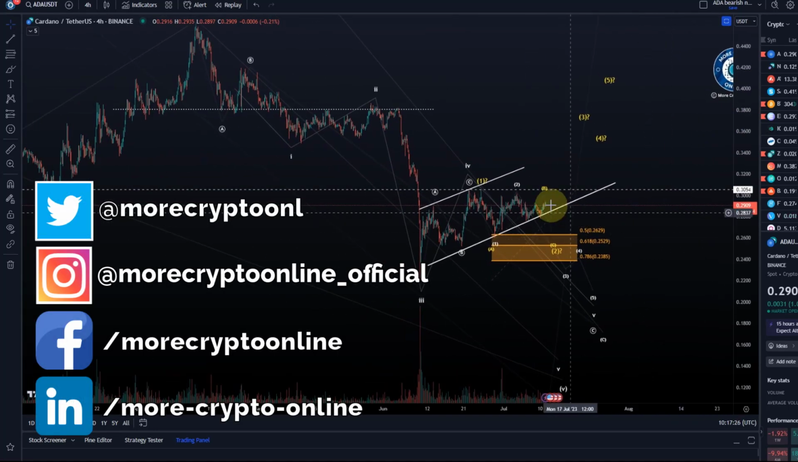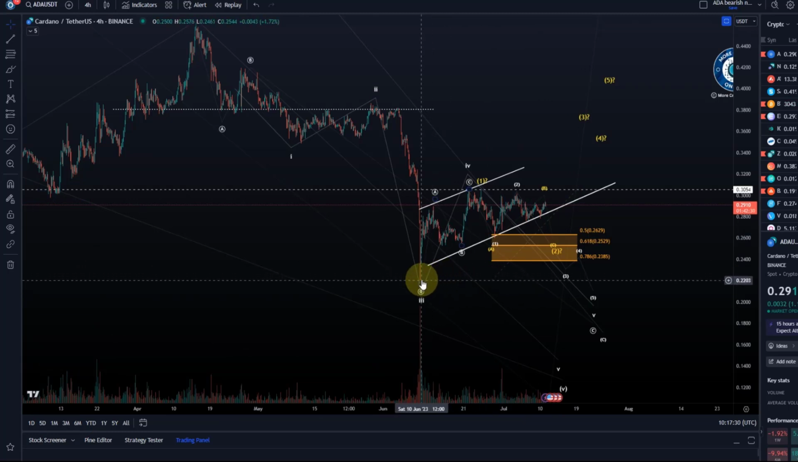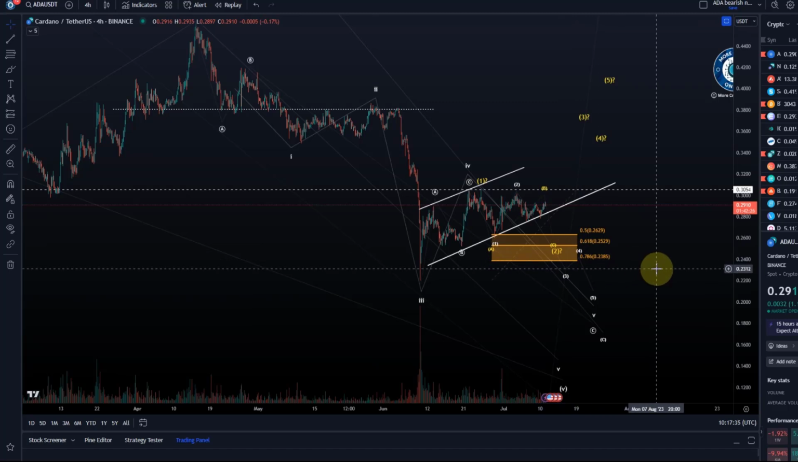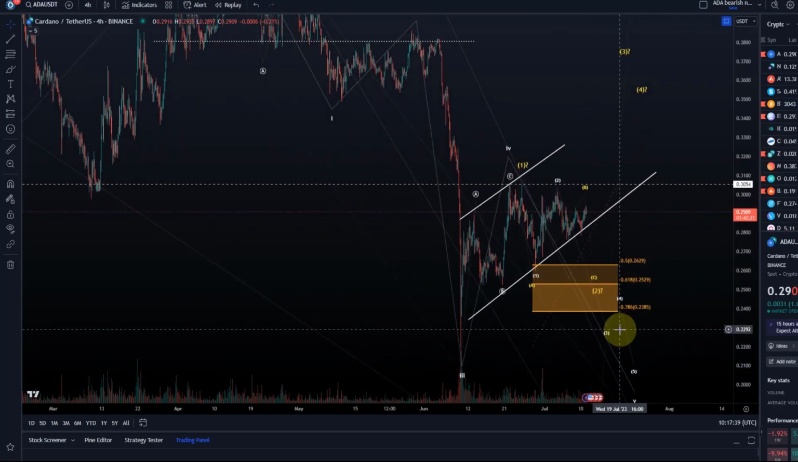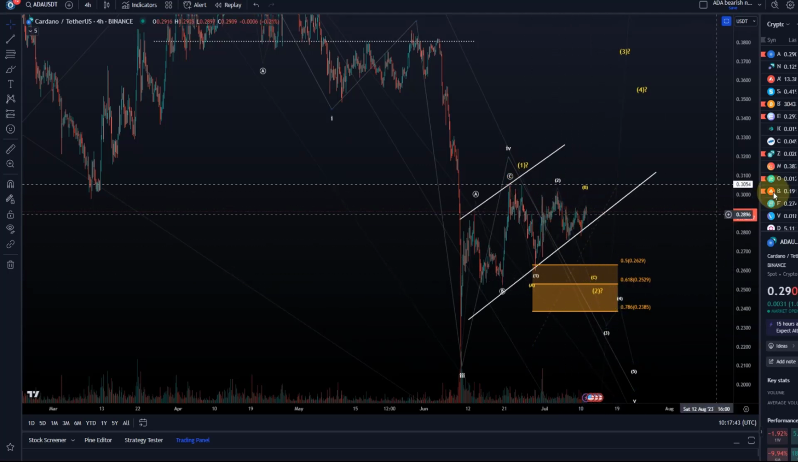On the ADA chart, another low still seems reasonable. We'll see if that's going to be a lower low below the 10th of June or a higher low in the orange support area. This view is relevant in both wave counts, the bullish and the bearish count, as long as price stays below 30.5 cents. The 30.5 cent level is quite a substantial breakout point.